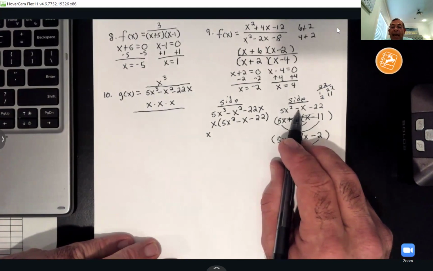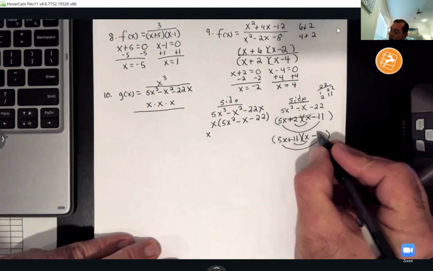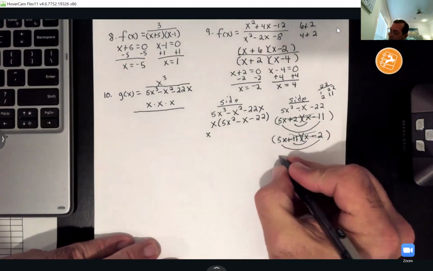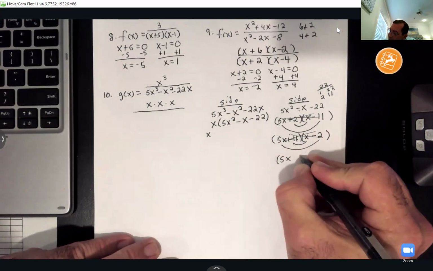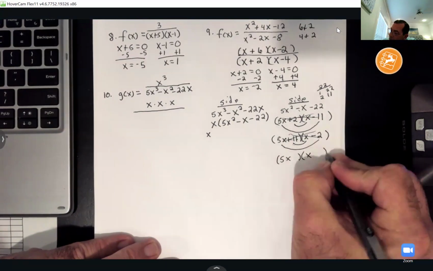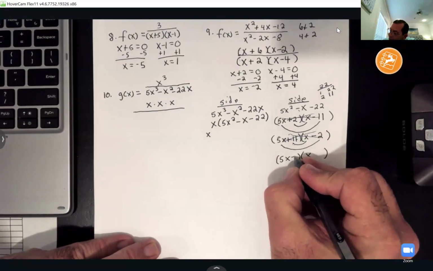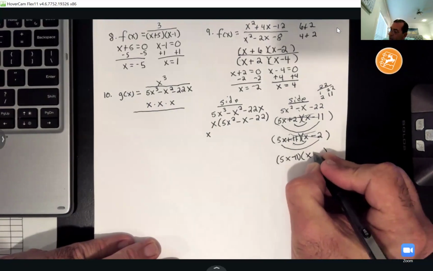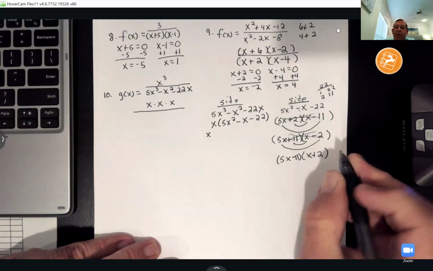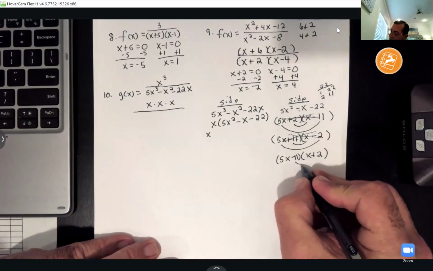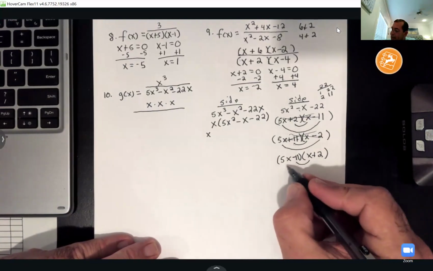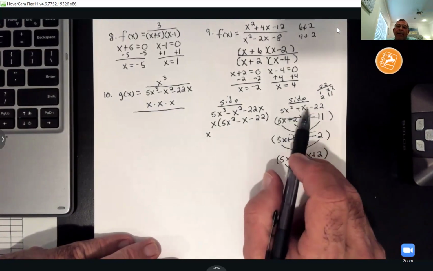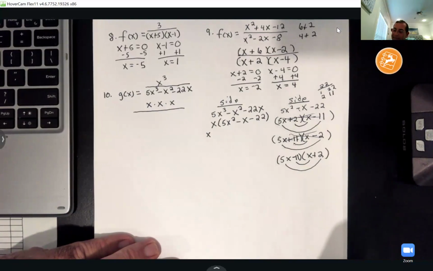I need that to be negative. So guess what? That one didn't work, but now I know all I got to do is switch those signs around and make this one -11 and this one +2. Because now that gives me -11x. That gives me 10x, and those will add to get that negative.